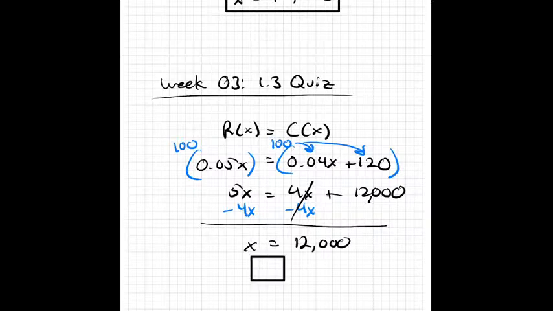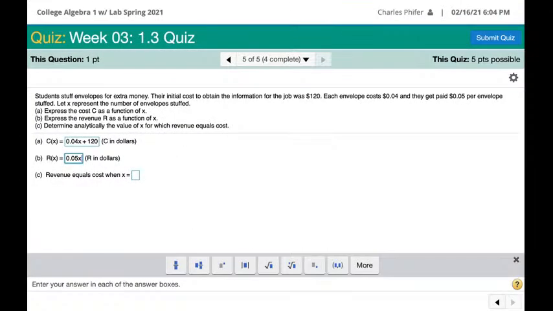Okay, that looks good. So let's hop back over to the quiz. Let's submit this result. And so when x equals 12,000, that's similar to what we got before. So that's good. We're going to submit, and it should be okay.